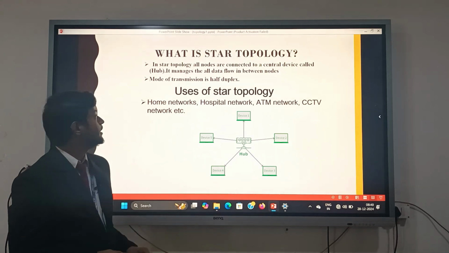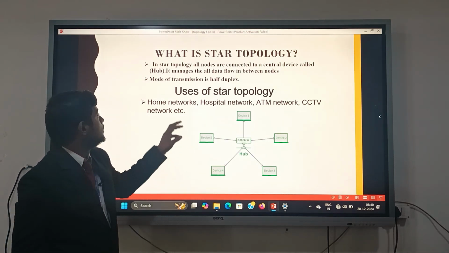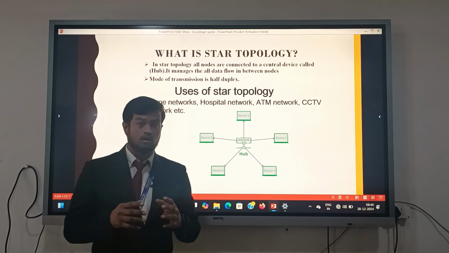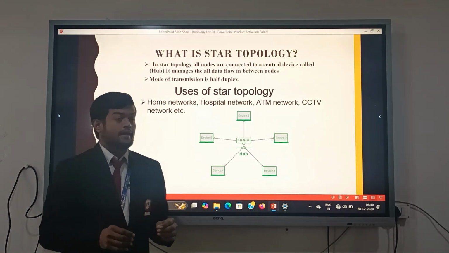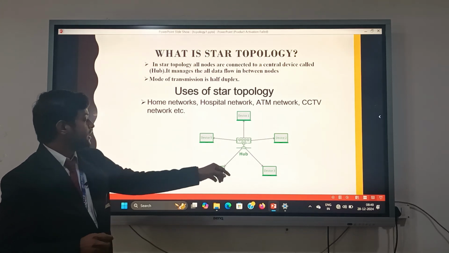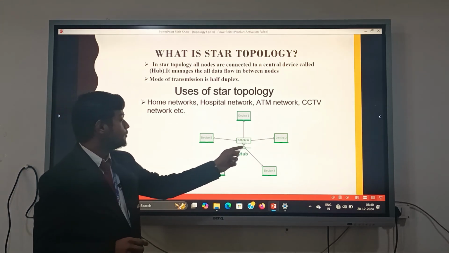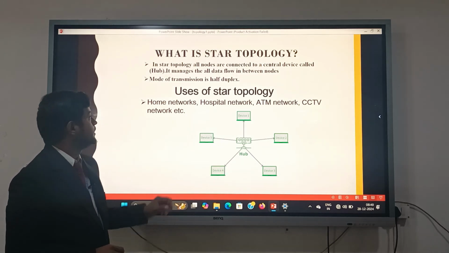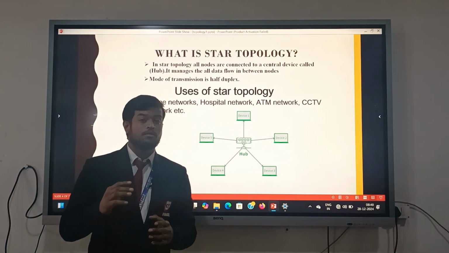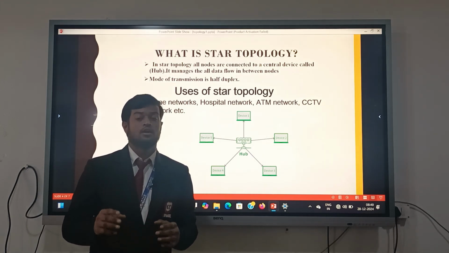In the next slide, as you all see here, in star topology, all nodes are connected to a central device called a hub. As you see in this diagram, this is the central device known as the hub, and all of these PCs are connected to the central device. In star topology, the mode of transmission is half duplex, meaning two-way communication.